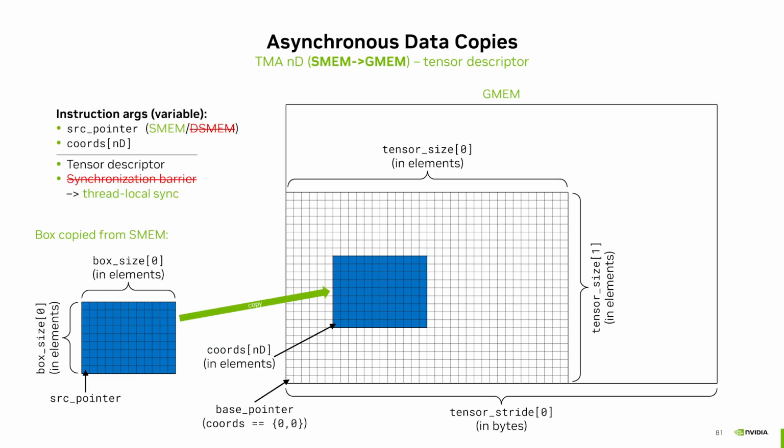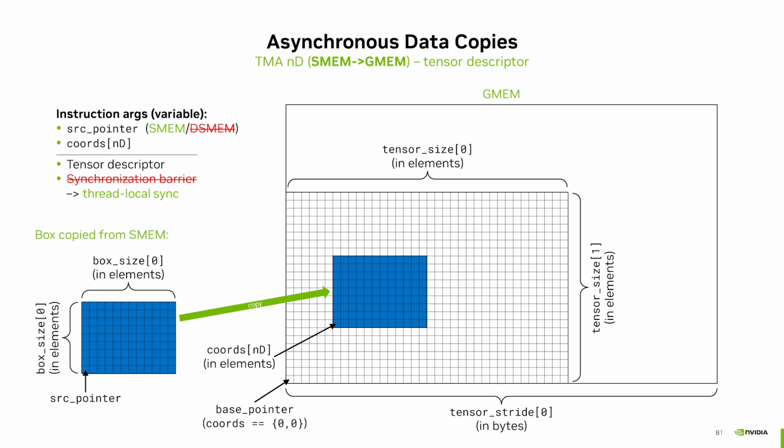OK, now let's talk about the other direction. Copying from shared memory to global memory is pretty similar. There are a few differences. First, global to shared, you can copy either into local or remote shared memory. Shared to global, you can copy only from local shared memory.